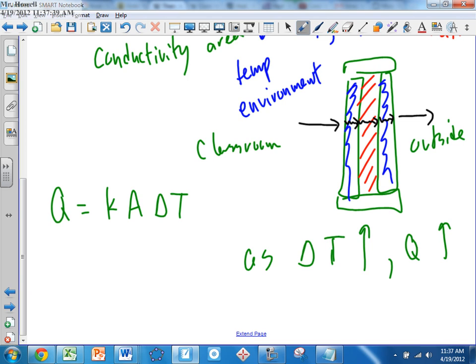Again, if it's a surface that's really hot and your hand is cool, the delta T value between your hand and the surface is very large. There's a very big gap between the temperatures. So when you touch it, you naturally react and pull back.